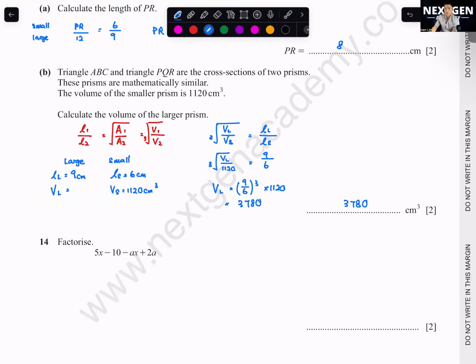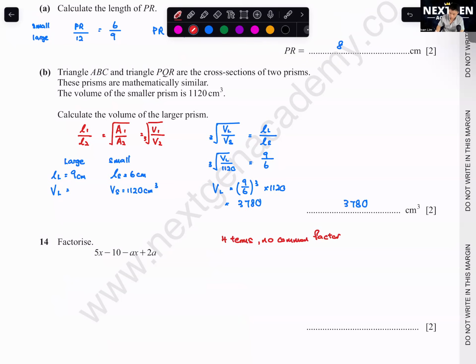All right, okay, question 14. 5x minus 10 minus ax plus 2a. Factorize. So we first have to identify what type of factorizing to do. You've got 4 terms, no common factor, right? There's no one common factor among the 4 terms here.